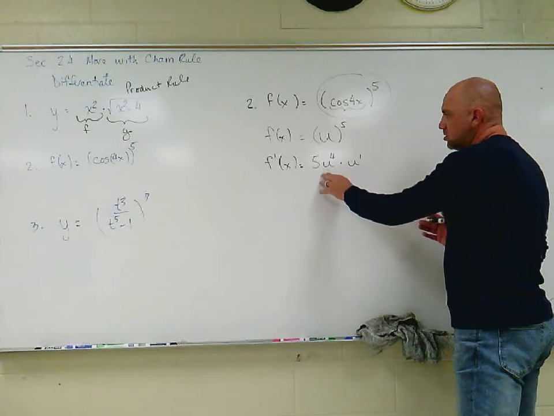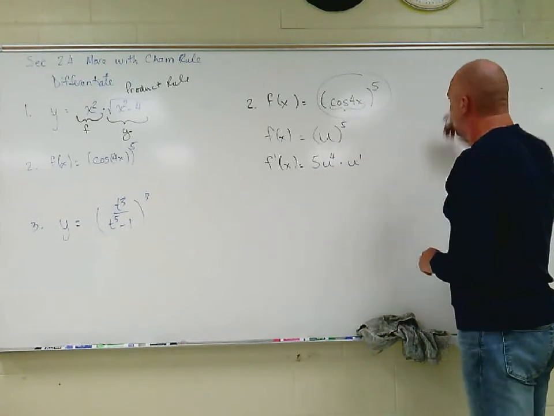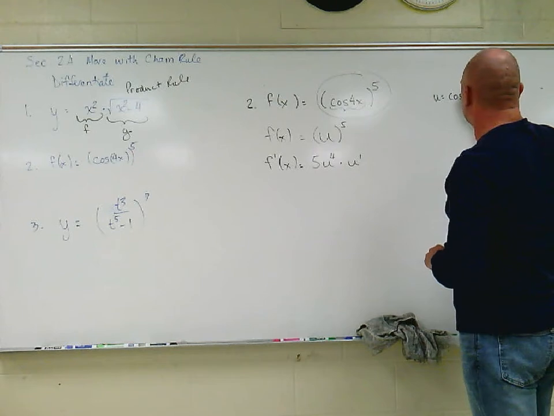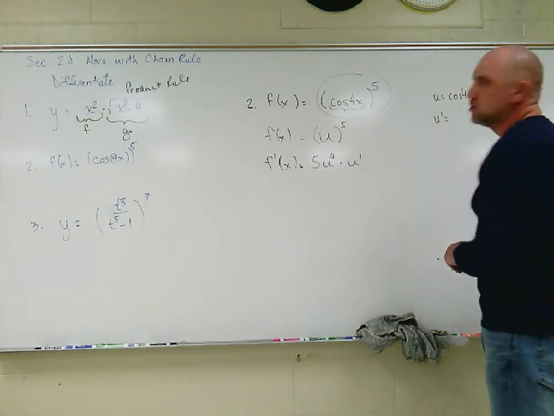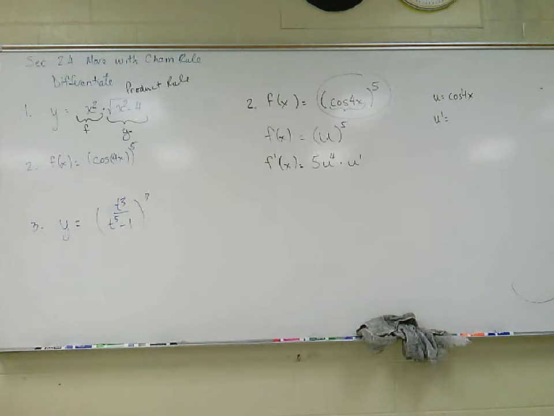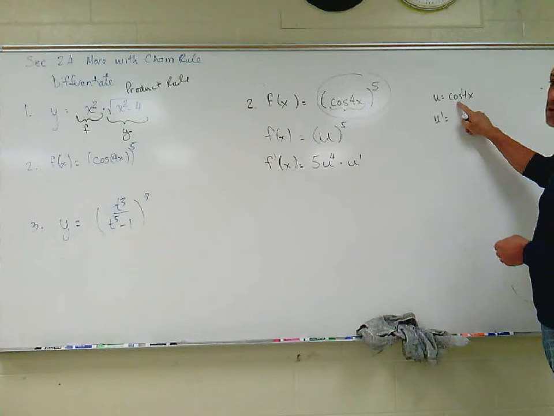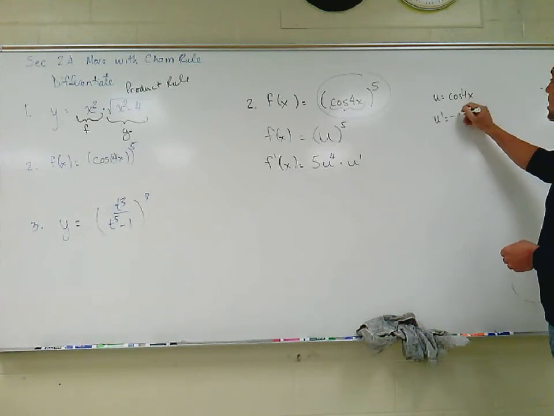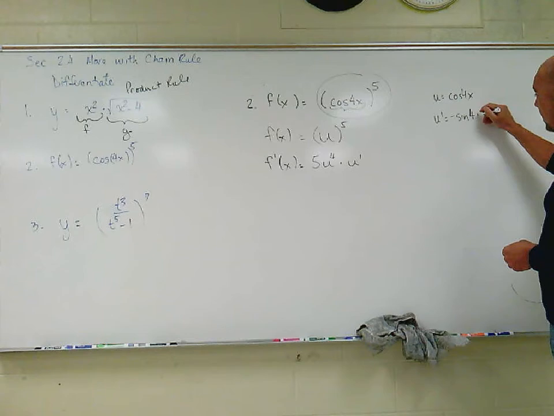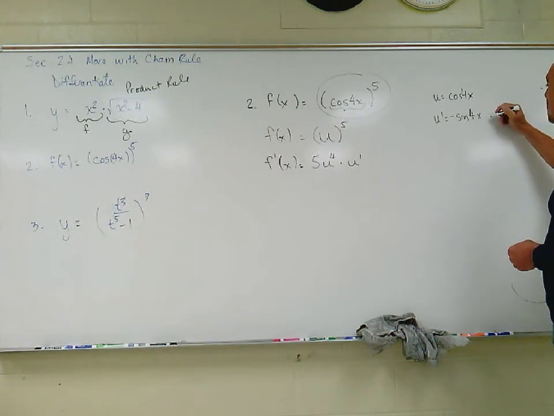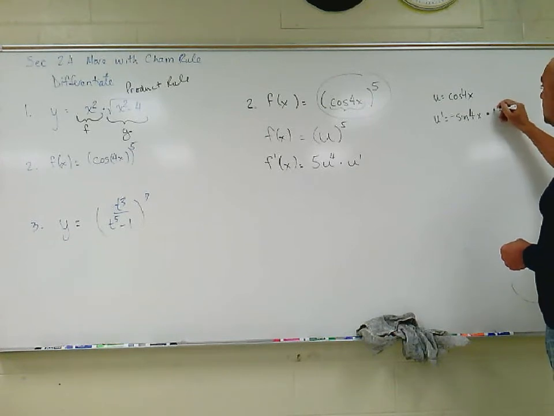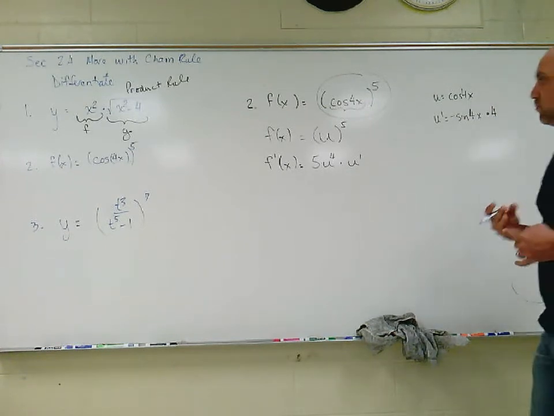So now I just gotta go to the side and figure out, well, what's my u and what's my u prime? So I go to the side, u is cosine of 4x. So what's the derivative of cosine of 4x? Again, now we have another chain rule, right? So now I gotta find u prime so I can sub in. Well, the derivative of cosine is what? Negative sine of 4x, but I gotta multiply by what? By 4. So I would make it negative 4 sine 4x.